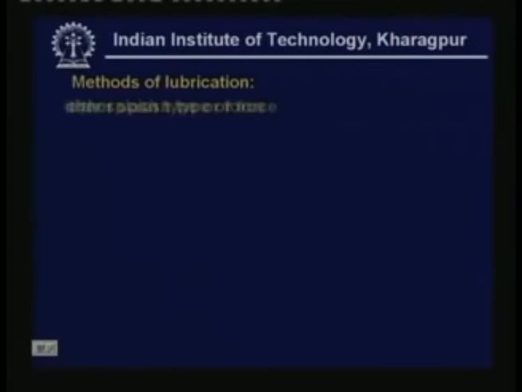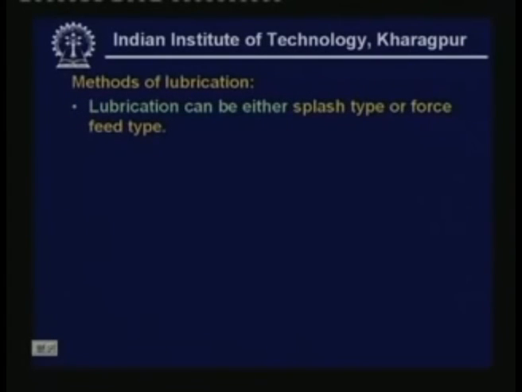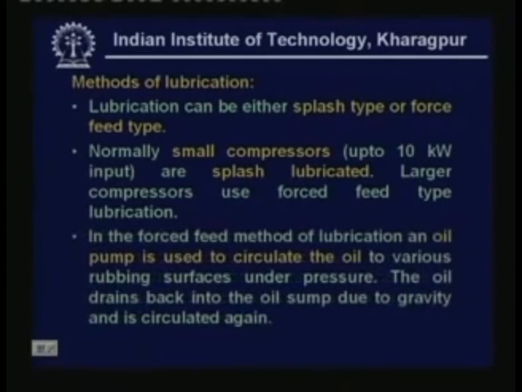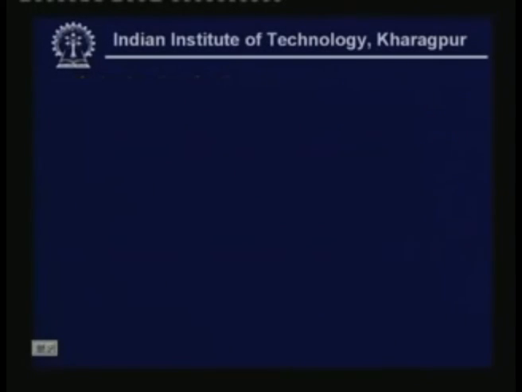And let me mention the methods of lubrication. The lubrication can be either splash type or force feed type. Normally small compressors are splash lubricated, and larger compressors are force feed type lubrication. In the force feed method of lubrication, we use an oil pump for circulating the lubricating oil. As the name implies, force feed means an oil pump is used, which will be pumping the lubricating oil through the various gaps in the rubbing components. And generally this is used in larger systems.